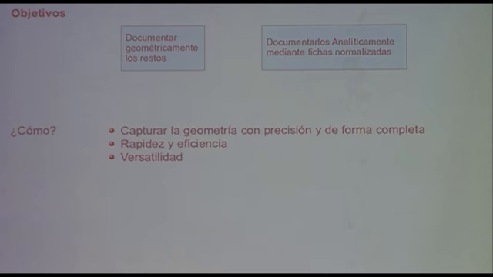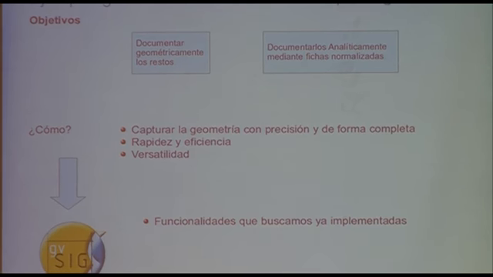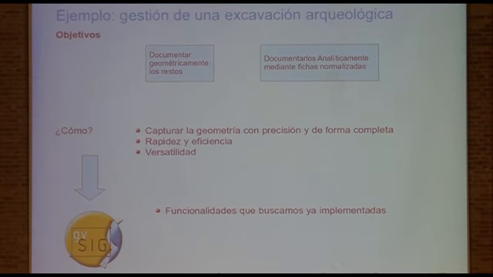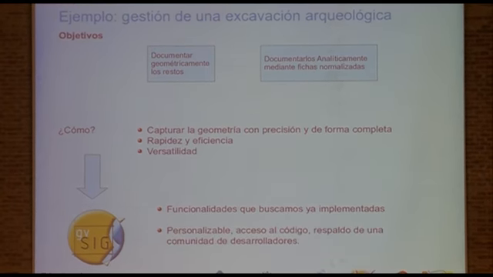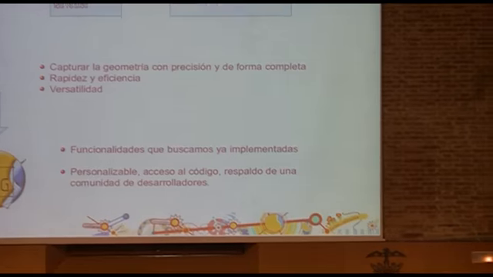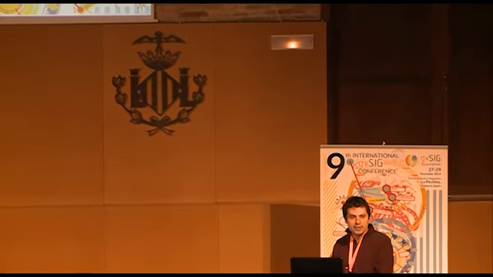That's why the technologies we decided to use included GIS, more particularly gvSIG, for a number of reasons. First of all, it already had all the classical GIS functionalities we wanted. It could be personalized and we could have access to the code, generate extensions, and modify the basic applications.